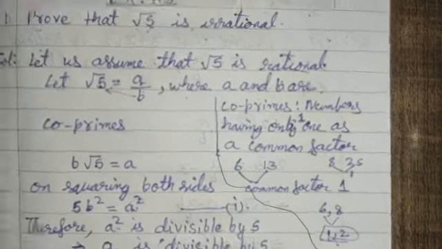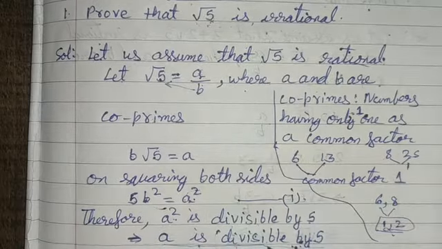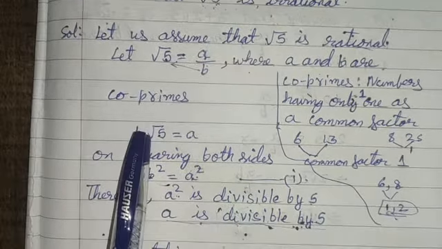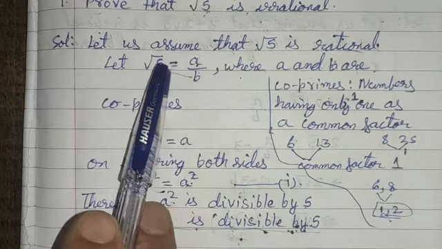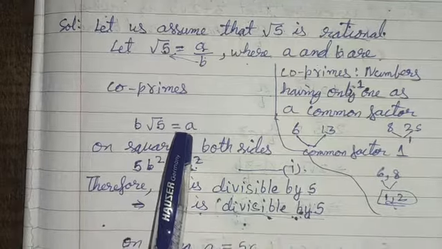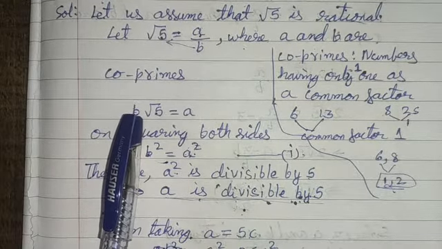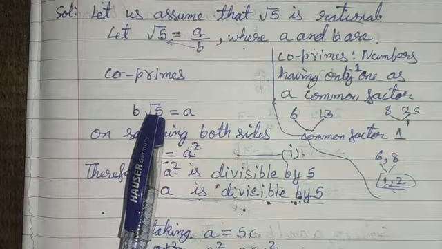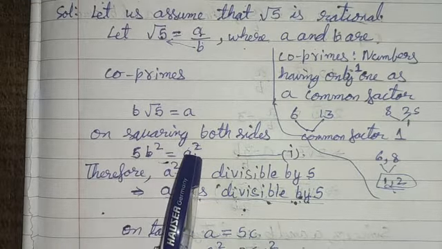Now see here, we have taken root 5 as a upon b, where a and b are co-primes. On cross multiplying, we will get root 5 b equal to a. Now on squaring both sides, the square of root 5 b will be 5 b square, and that is equal to a square. Now this is 5 b square equal to a square.